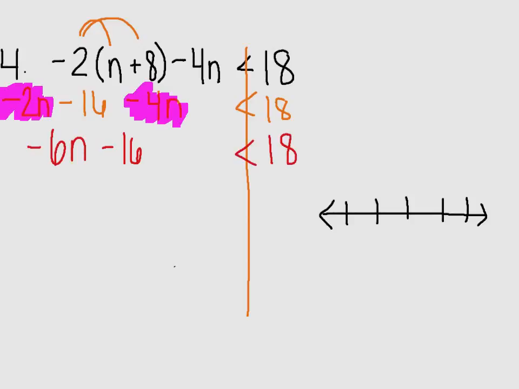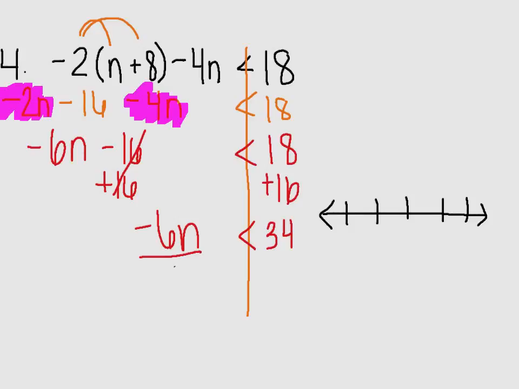I work away from my variable, so I add 16 to both sides. My 16's cancel and I'm left with negative 6n. 18 plus 16, which is going to be 34. Now I need to see, did I multiply or divide by a negative? See, no, so my sign stays the same.